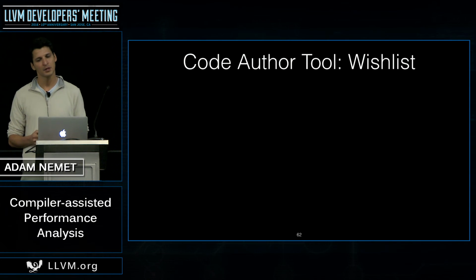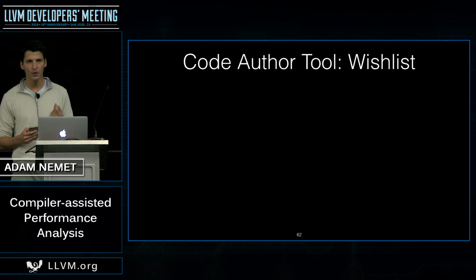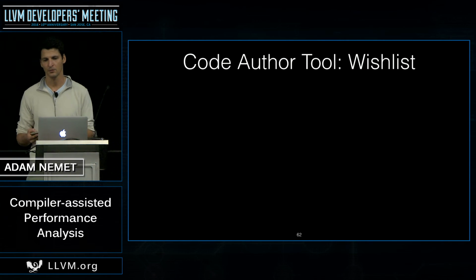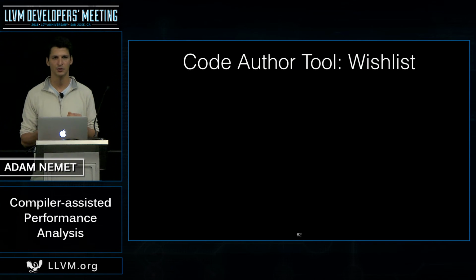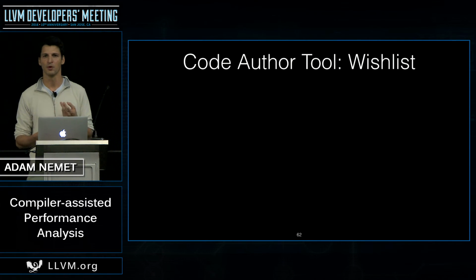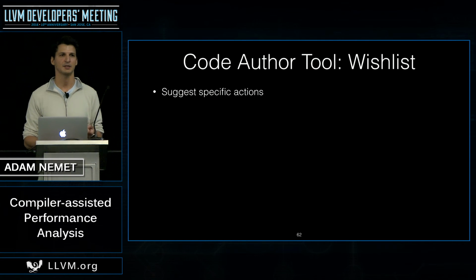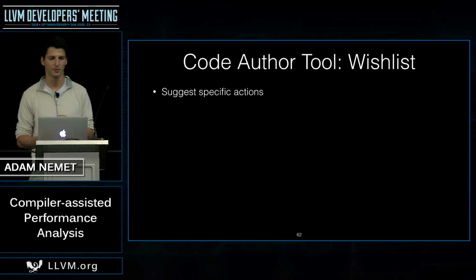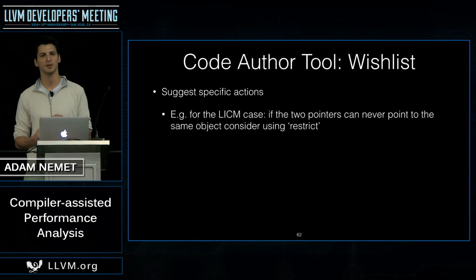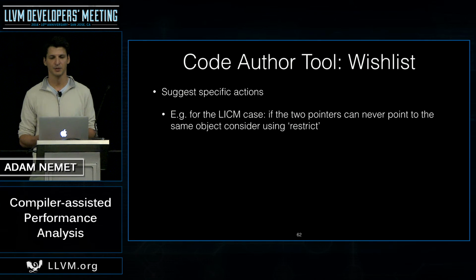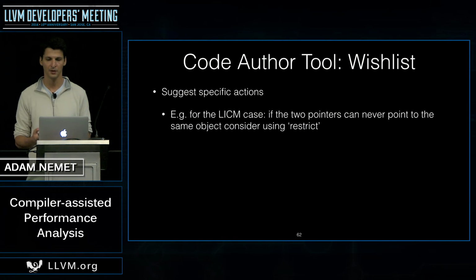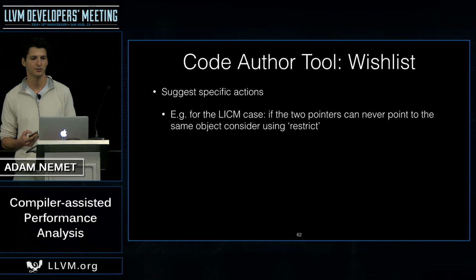Now for code authors. What I was doing when going through the examples is that based on remarks from the optimizations, I was reconstructing in my head what was happening. For users, we have to be more explicit. We have to actually tell them what we think has happened, and then also suggest specific actions that they can take to fix the problem. For example, in the LLVM case, we could say something like, if the two pointers can never point to the same object, consider using restrict.